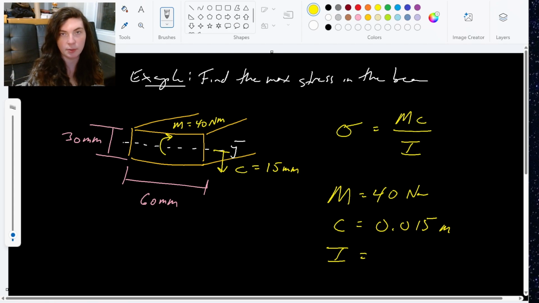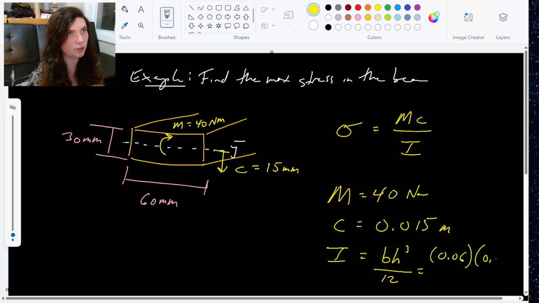And then finally, I need my moment of inertia, which for a rectangle, again, we can look up in the back of our book or in our class formula sheet. We have some of those standard shape moments of inertia. So for a rectangle, the standard shape one is base times height cubed over 12. So in our case, that's going to be 0.06 times 0.03 cubed over 12. And that's going to pop us out an answer.